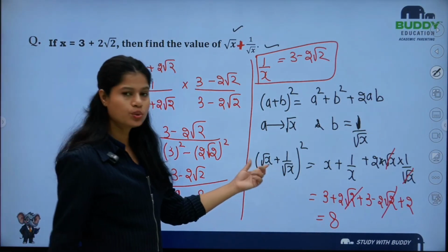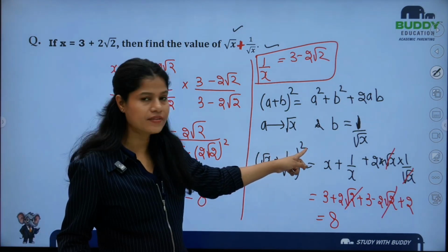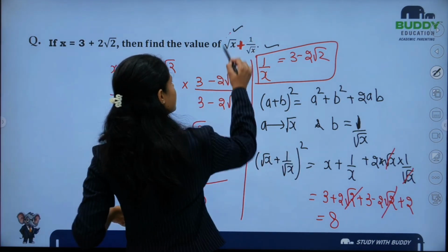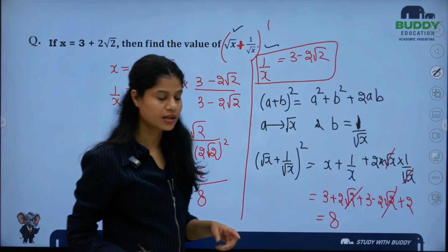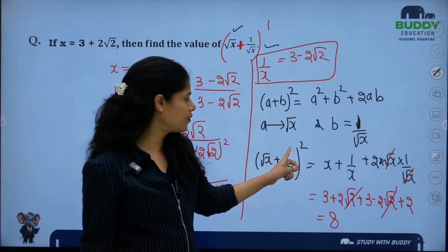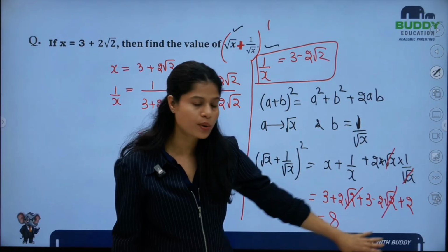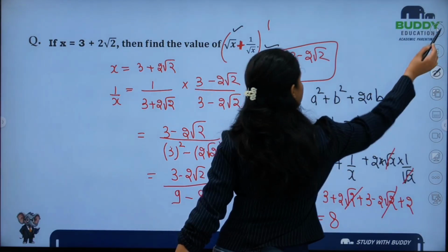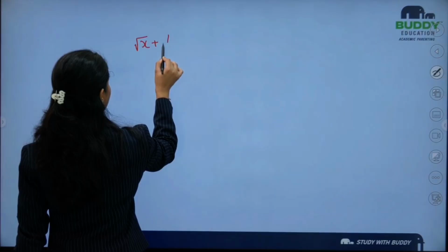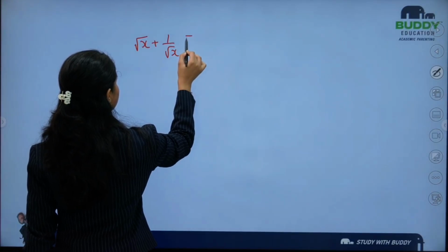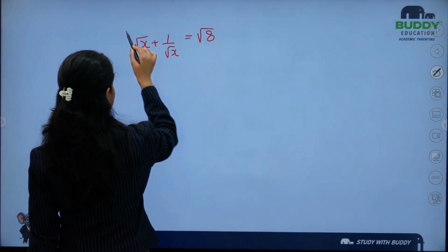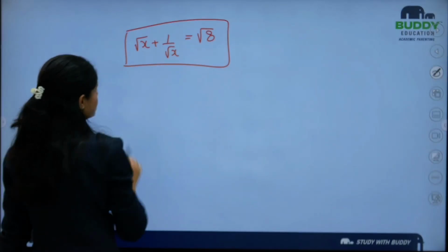Now what you have to do, the last step, because we are having a square here and they were only asking for power 1, we will take that square to the other side. So the final answer of this question will be root x plus 1 by root x will be equal to under root 8, and this is the final answer for this question.